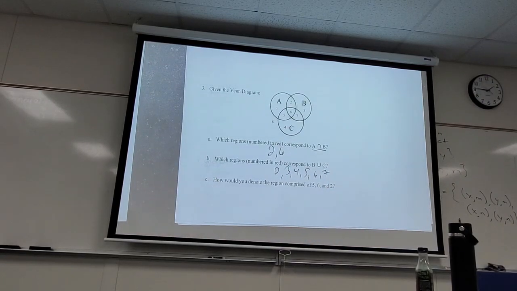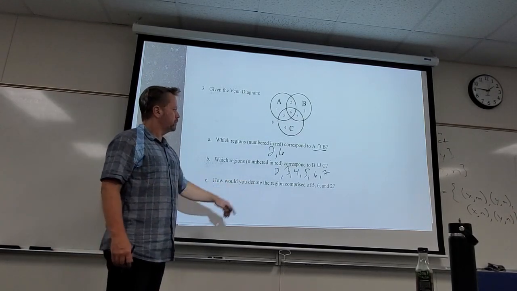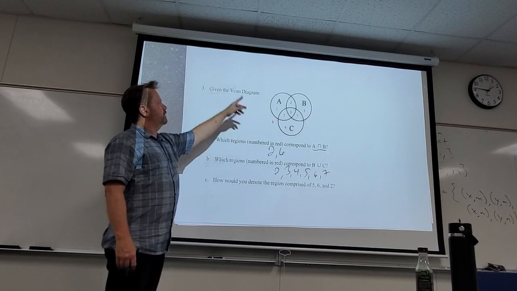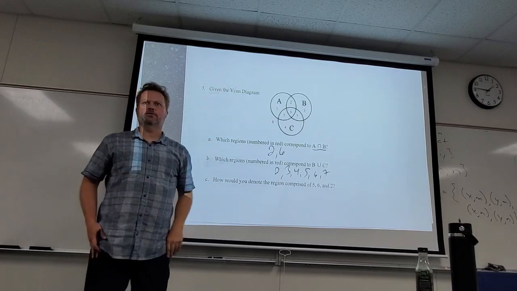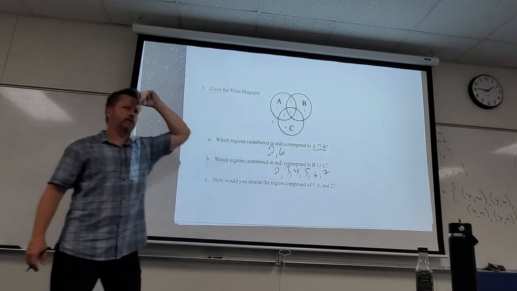Cool. And then part C, I apologize. I have no idea when I created this. How would you denote the region comprised of 5, 6, 2? What symbols would you use? It's just like these symbols here. Does anyone think they have an answer for that?